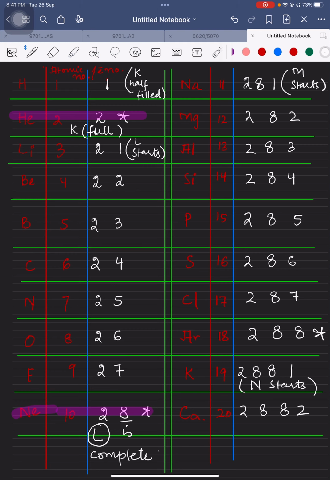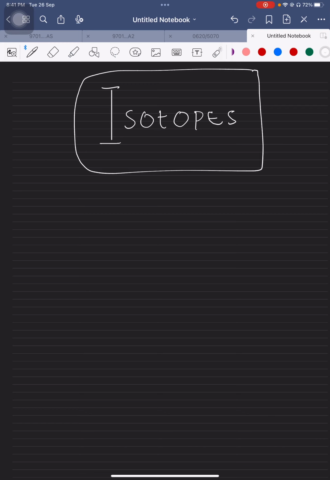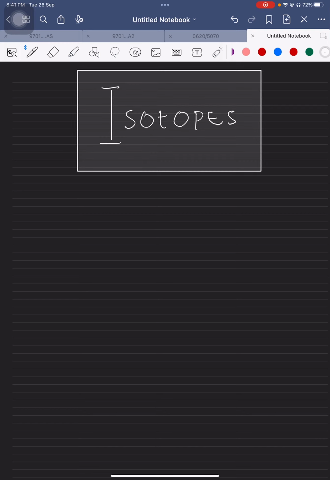All right, and in the next lecture, inshallah, I will pursue the concept of isotopes. Here I am writing the heading: isotopes. What are isotopes, and details? Isotopes. All right. So we are going to discuss this concept of isotopes, inshallah, in the next lecture.